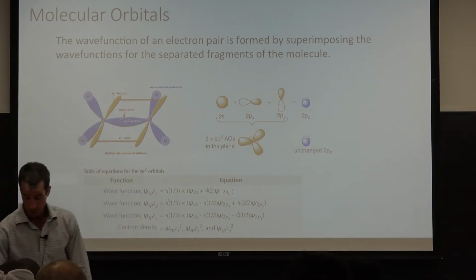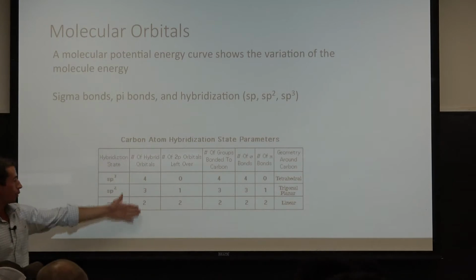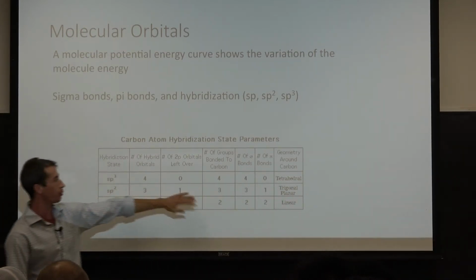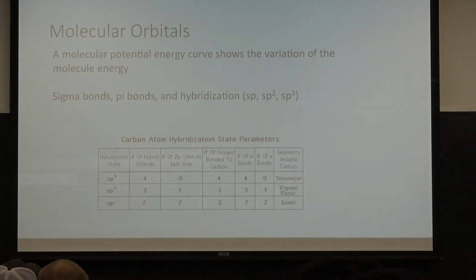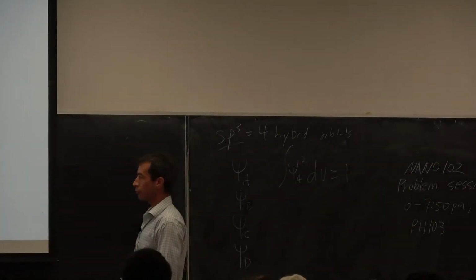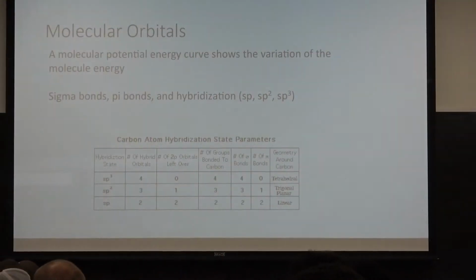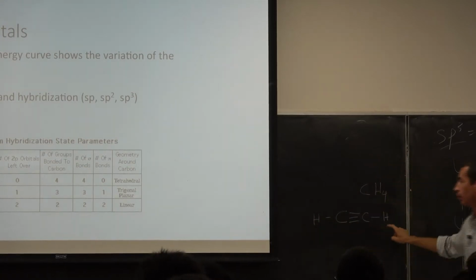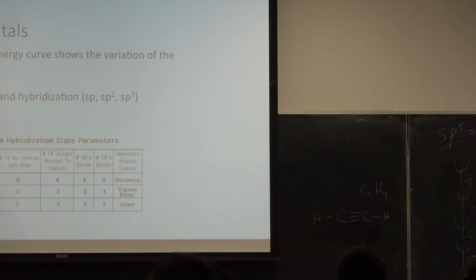Okay. So other things you need to remember about sp, sp2, and sp3: the number of hybrid orbitals equals the number of groups bonded to carbon, right? So if we have an sp3 system, it's CH4: 1, 2, 3, 4, so on down the line. So if we had an sp2 system like this, it's only 2 things bonded to the carbon. One is the other carbon, and one is the hydrogen.